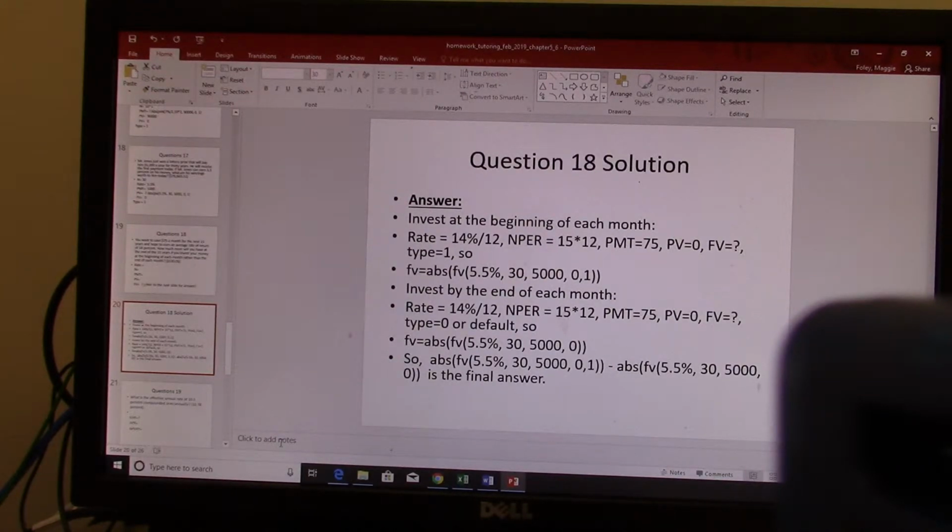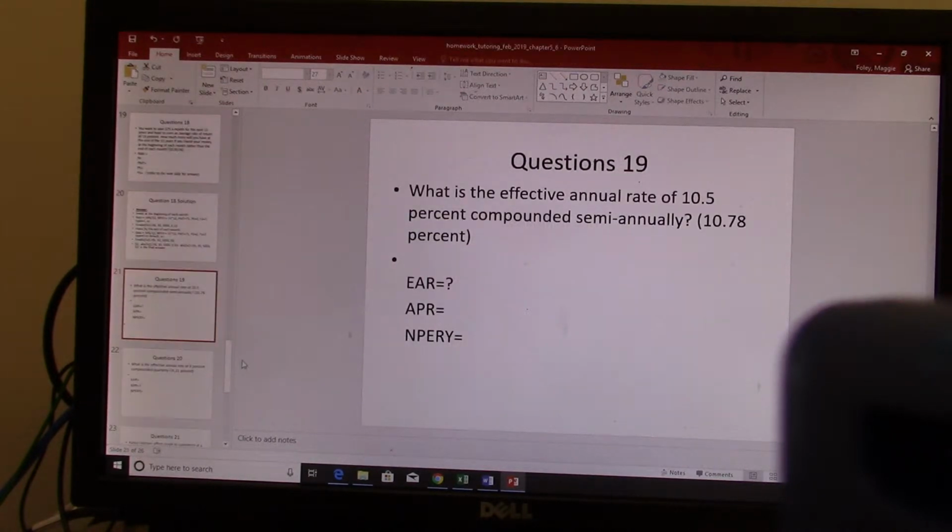So the difference between annuity due and ordinary annuity is that type is 1 for annuity due, and type is 0 for ordinary annuity. So you add 1 for type, but for ordinary annuity, you don't have to put any number for type. So this is question 18.